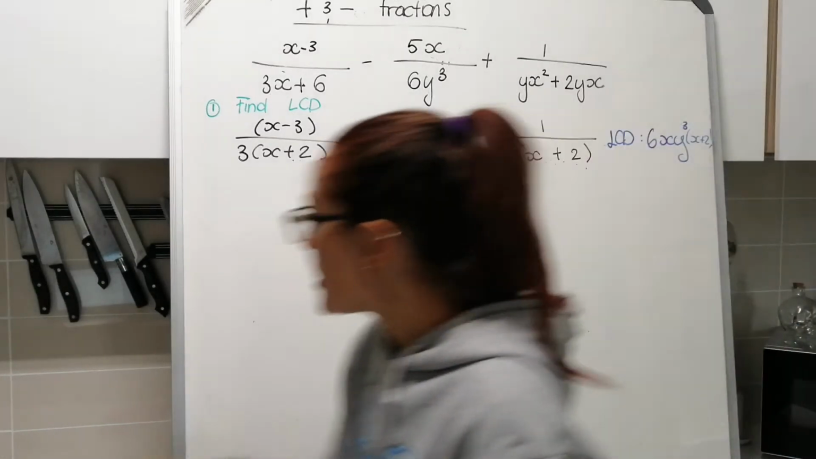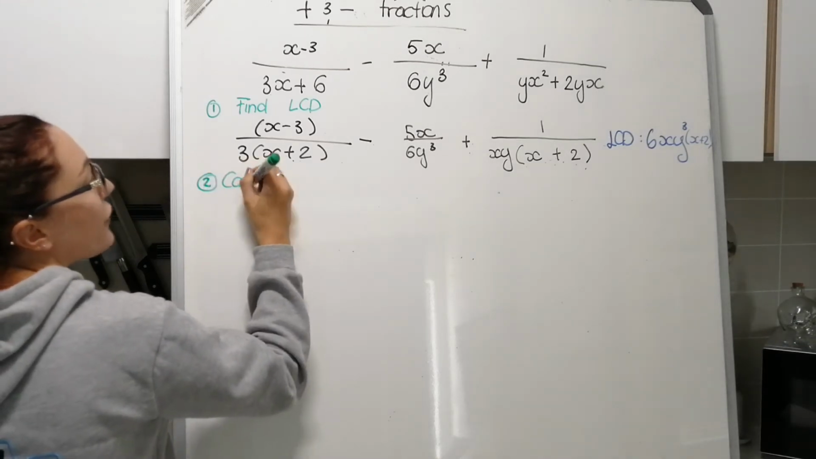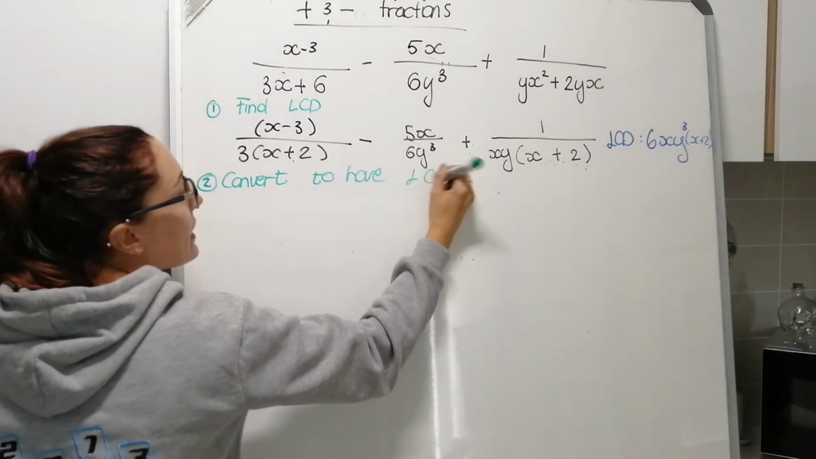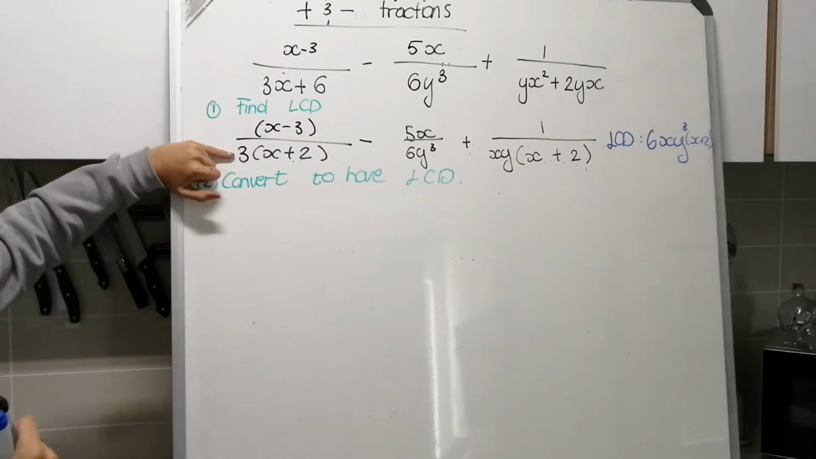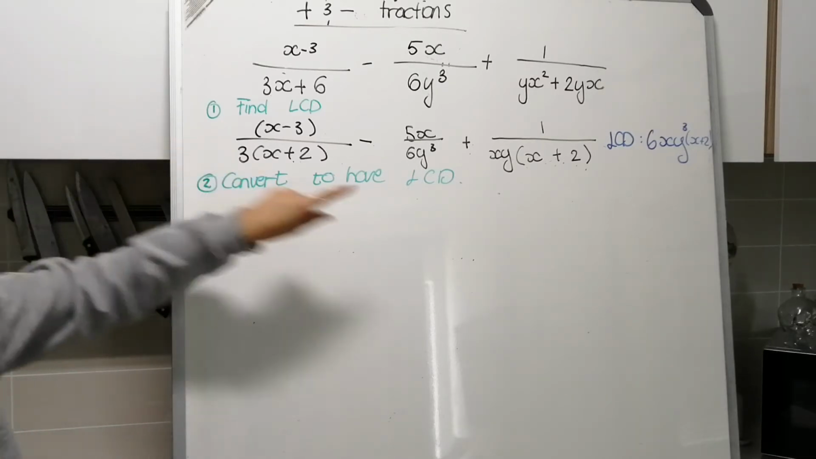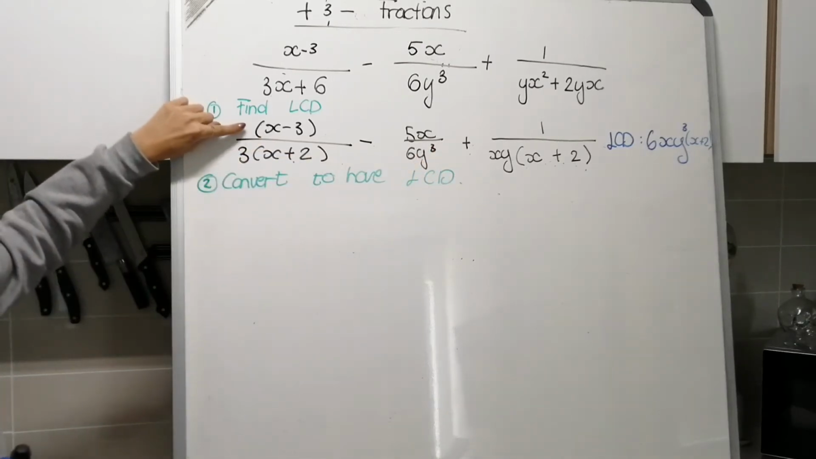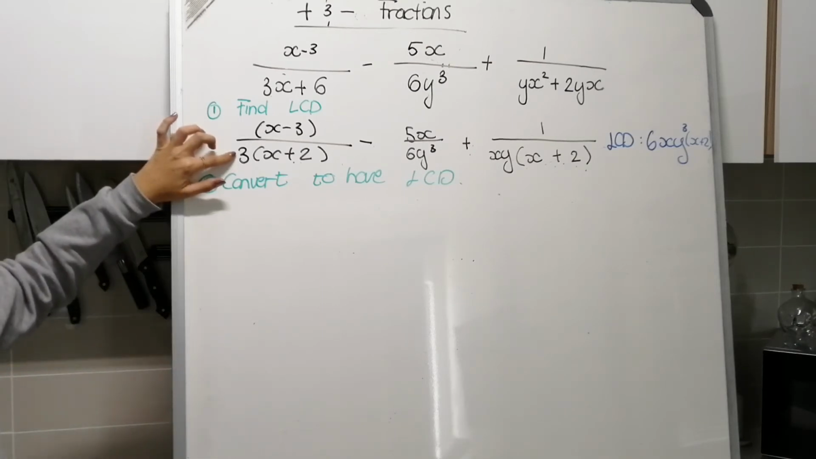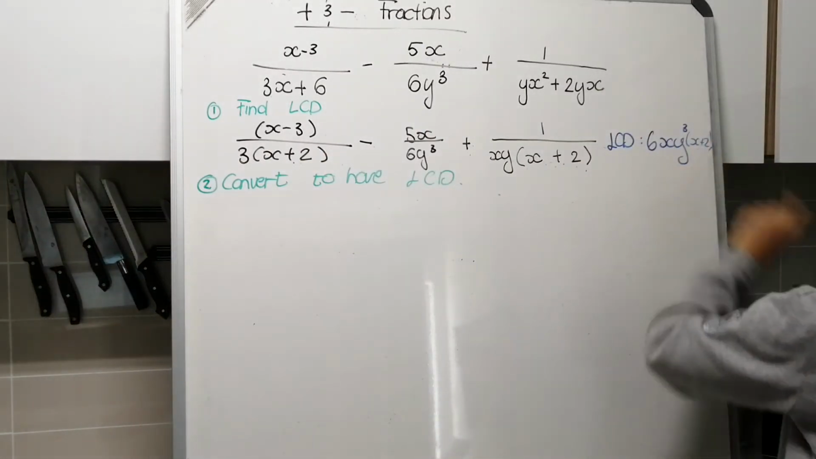Okay. Then, just like with normal fractions, your second step is to convert all of the fractions to have the LCD as the denominator. And we do it the same way we do with normal fractions. You ask yourself, what must I multiply the denominator by to get to the LCD? When you figure that out, you multiply the top by the same thing. Okay, so here, what must I multiply 3x plus 2 by to get to 6xy cubed x plus 2?